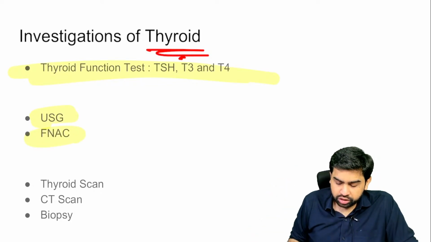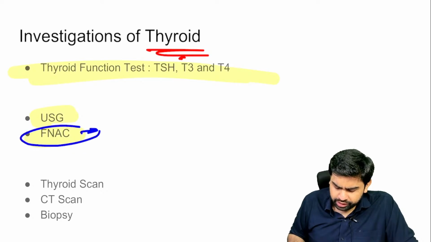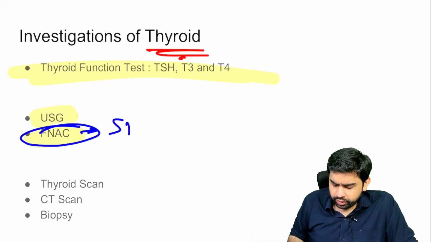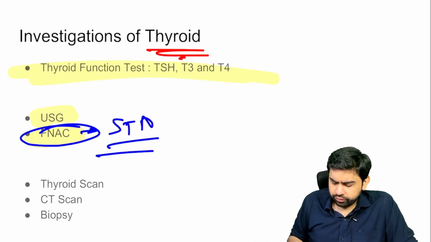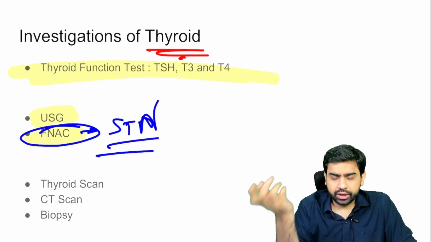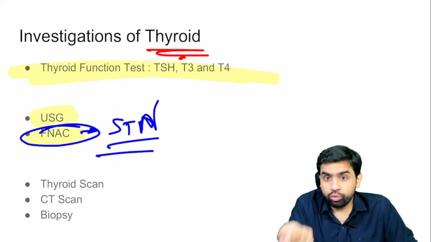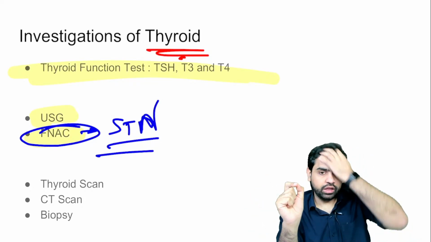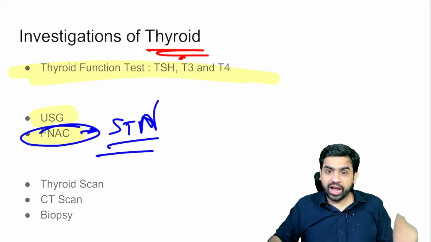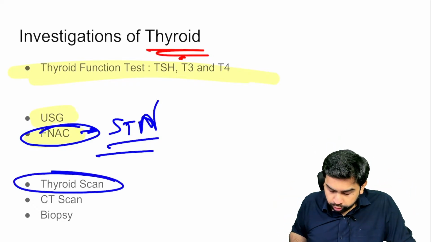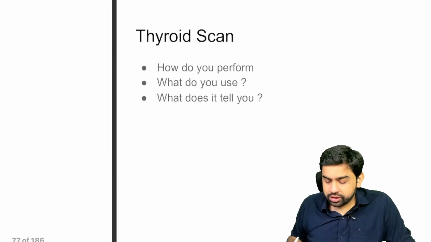FNAC is the gold standard, which gives you the diagnosis of a solitary thyroid nodule. Whenever there's a nodule present in any individual, in order to diagnose what that nodule is, an FNAC is always done. Now the thyroid scan is something which is important. We are going to talk about that in detail. Then we have a CT scan and we have a biopsy.